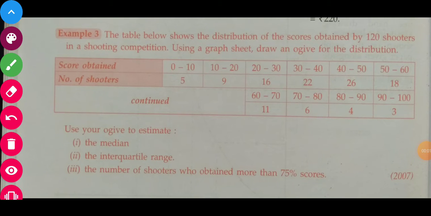Hello students, let us do a question from the chapter Measures of Central Tendency. Here we have already seen how to find mean, median and mode, how to find the quartiles using the tables, and how to draw a histogram and find mode from the graph. Now let us see how to draw an ogive.